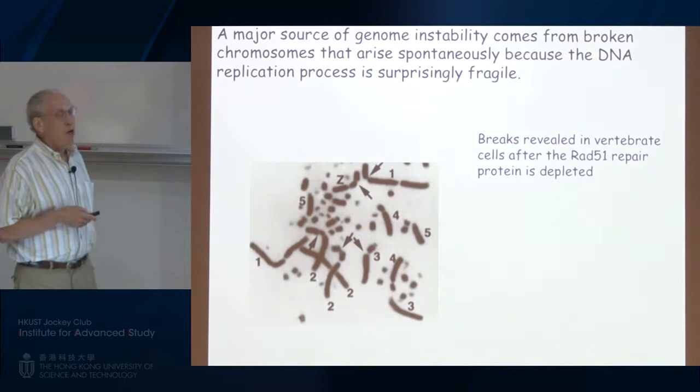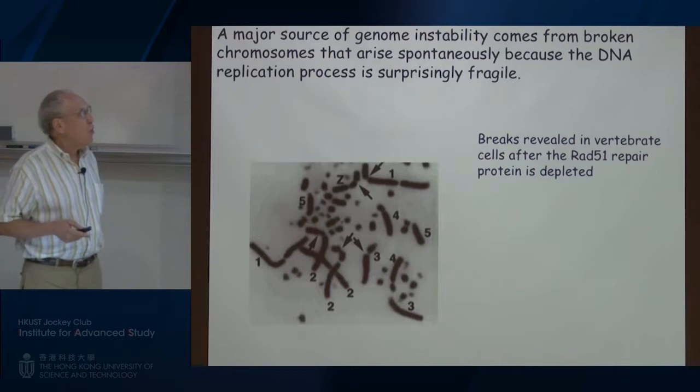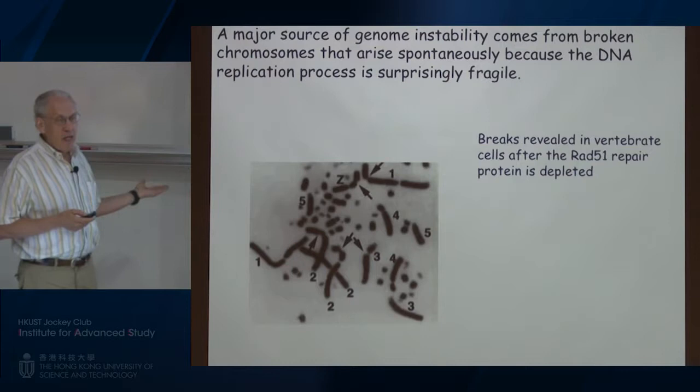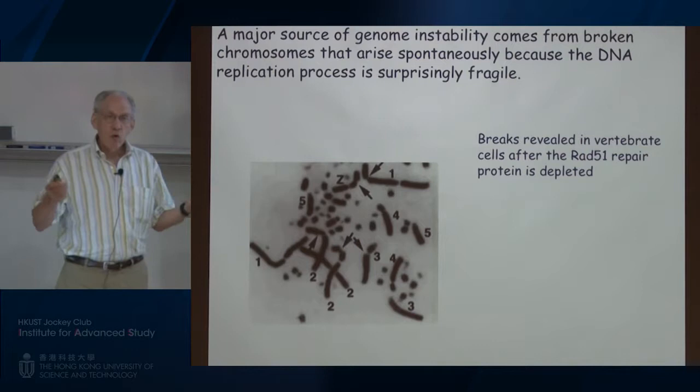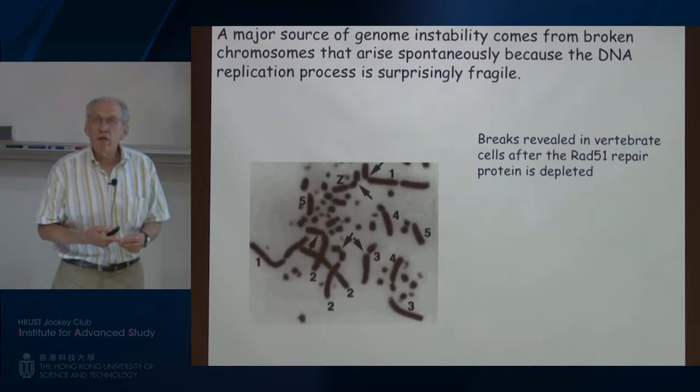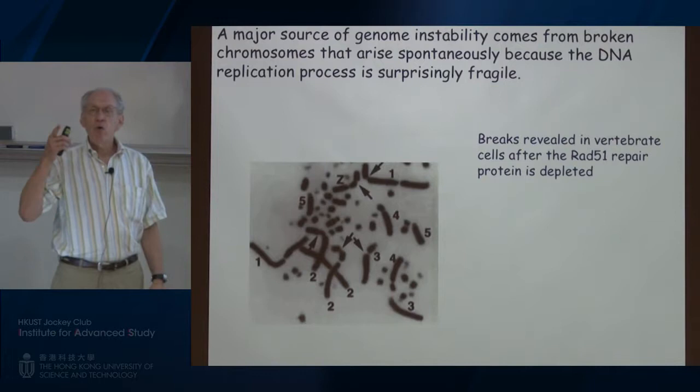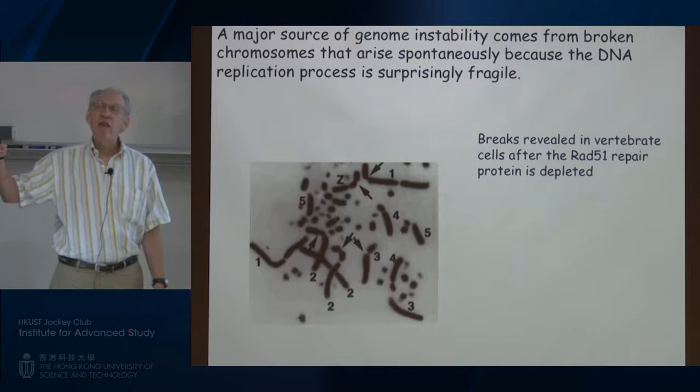Where do the breaks come from? So these breaks, which are going to be stuck together in these weird ways, mostly come not from smoking or from standing out in the Hong Kong sun or any other exogenous source. It comes from the process of DNA replication itself, which is extraordinarily accurate. DNA replication is accurate 99.999999% of the time. That's not enough nines, okay? Because there's this much DNA.